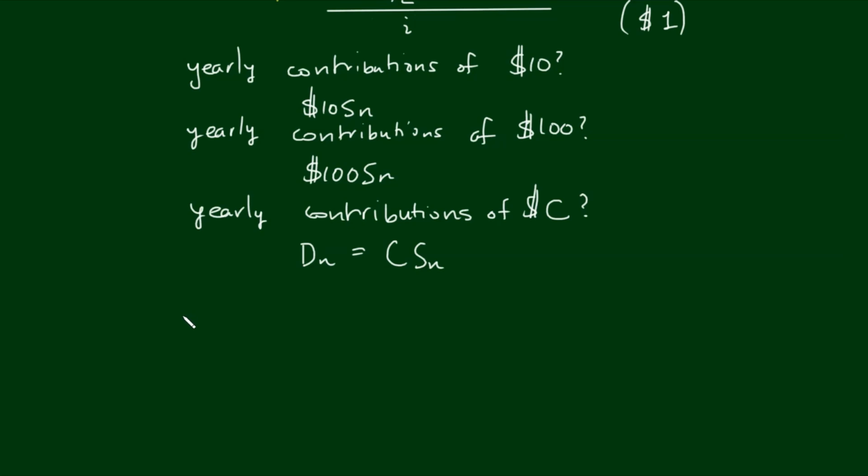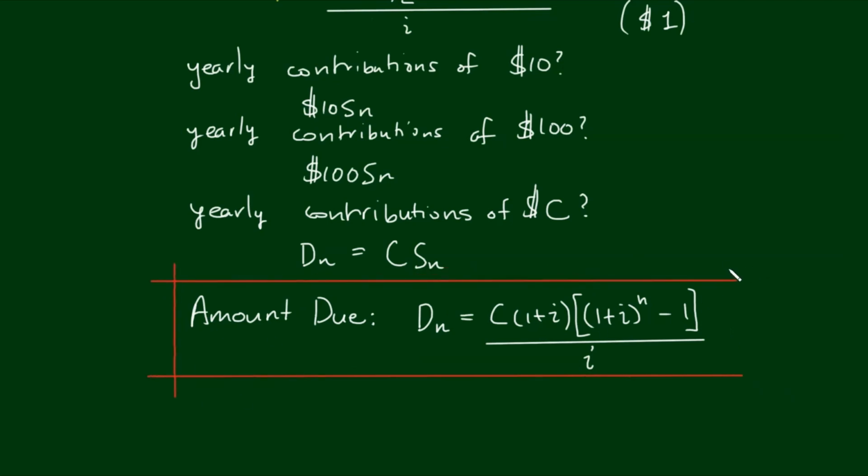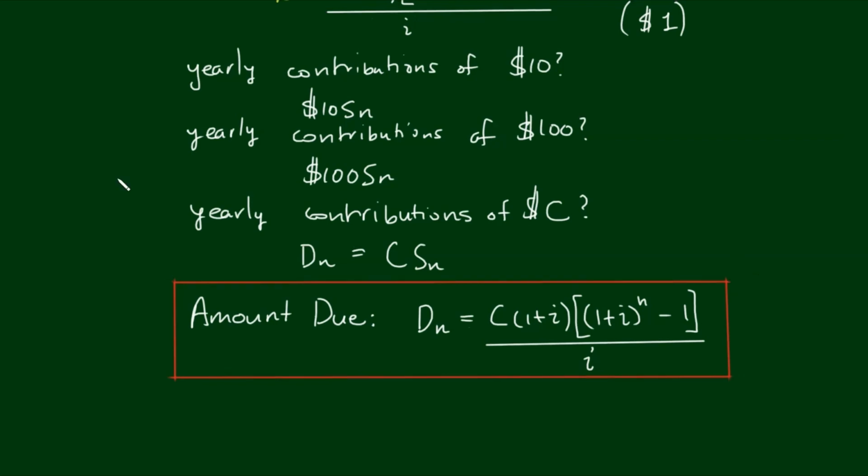So expanding that, we would have the amount due of a pension fund at maturity is D sub n, D after how many years, is equal to the regular contributions times (1 plus I), the interest rate, outside of ((1 plus I) to the power of n minus 1) all over the interest rate I. So let's box this and keep the formula handy for future reference. So we'll do some examples in upcoming videos, but we'll leave it here for now.